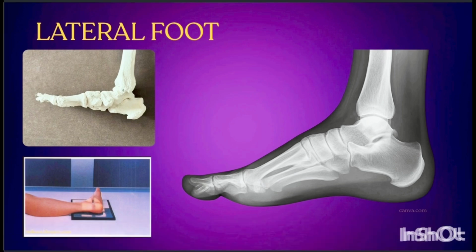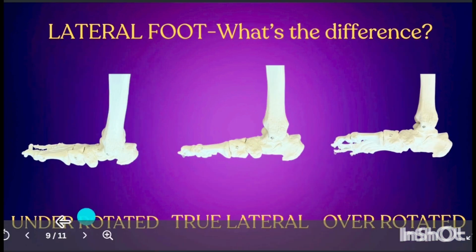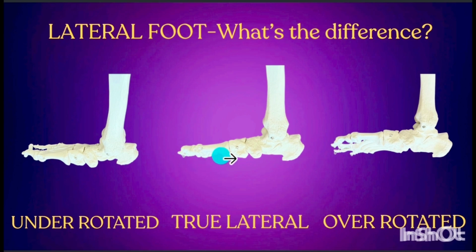So how can you tell when you're looking at a lateral x-ray of the foot if it's over or under rotated, or if it is in a good true lateral position? Well, here's an example. So this one here is your true lateral. You can tell that the plantar surface, which is this area here of the foot, is dorsiflexed correctly, and it is seen perpendicular to the image receptor.